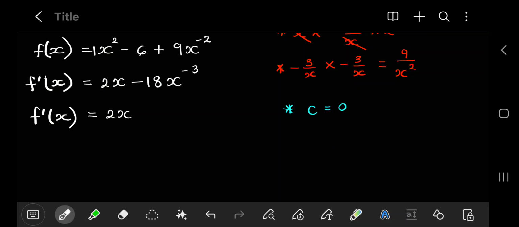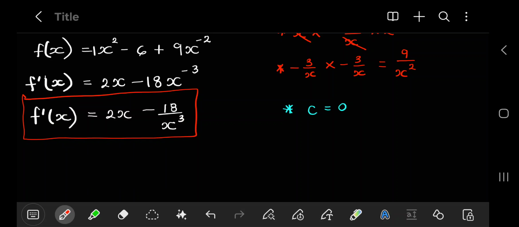And to change that in the second step, the negative 18 stays in the numerator, the variable goes to the denominator, and its exponent now becomes positive. So this is your final answer.